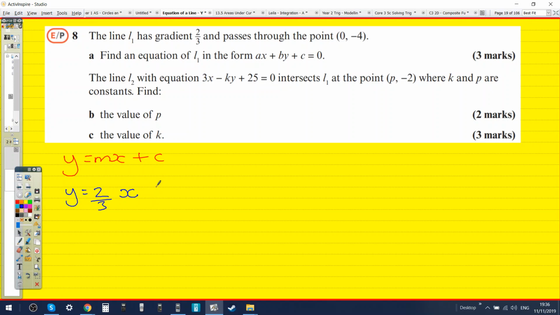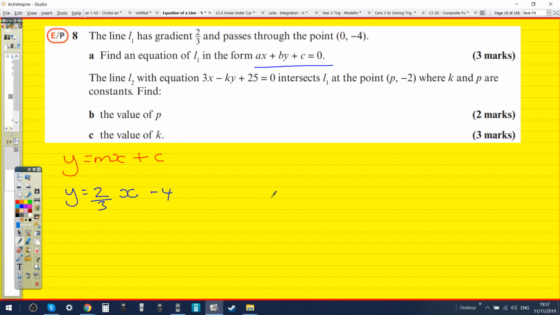Yep. And what is 2/3 times 0? Nothing. So what is c? Oh, minus 4. Yeah. And so if x is 0, then you can just, but you get the same answer either way. I just noticed it. And what are they asking you to do there? Find an equation of L in the form ax plus by plus c. Yeah, so basically no denominator, no fractions.